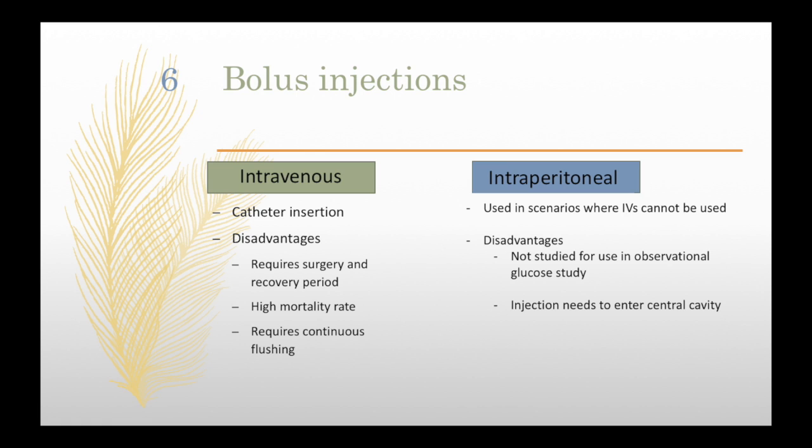When the catheter is inserted, it requires continuous flushing throughout the trial period in order to ensure that the catheter does not close up. Another method used for injections into rat and mice models is the intraperitoneal injection.